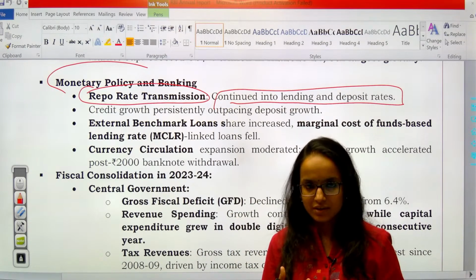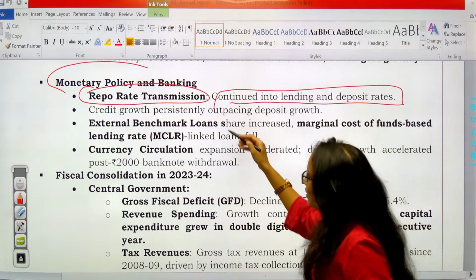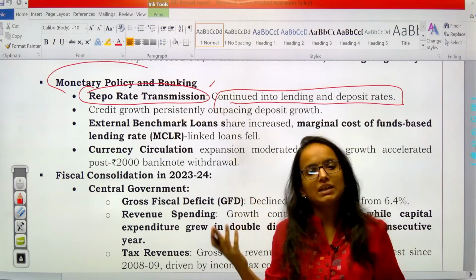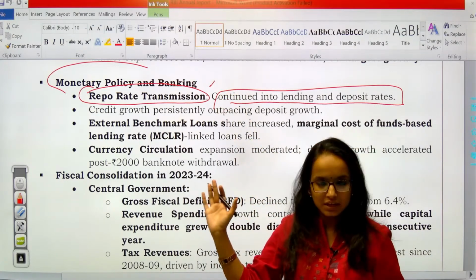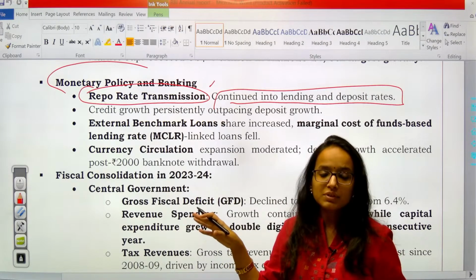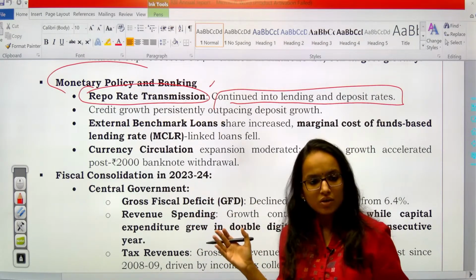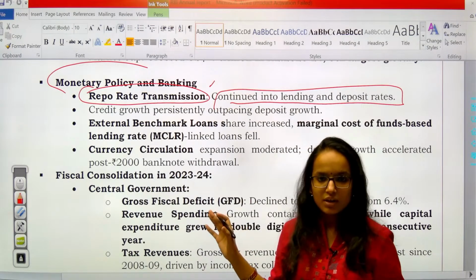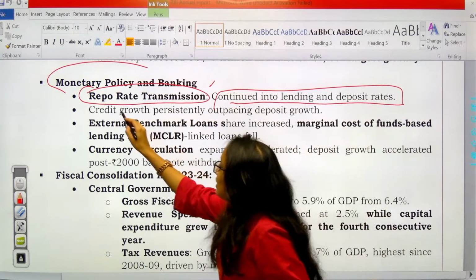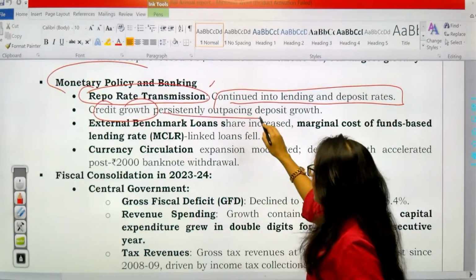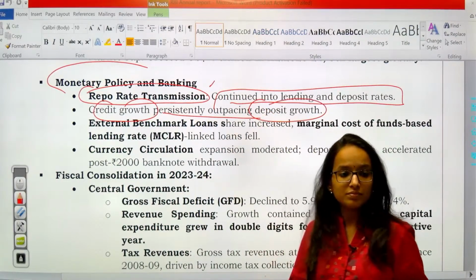Are you getting my point? Right? So you understand that repo transmission has been effective in India. It has been transmitting. So that's how we are able to contain the inflation. Otherwise it would have risen a lot. Clear? First thing. Second, credit growth persistently outpacing deposit growth.